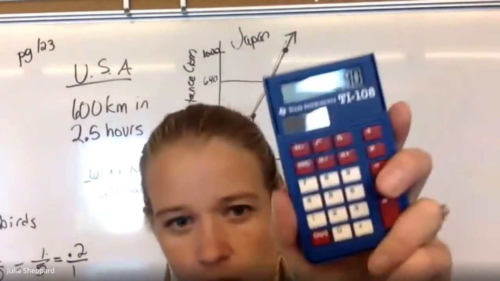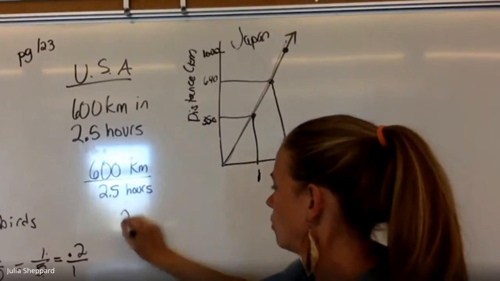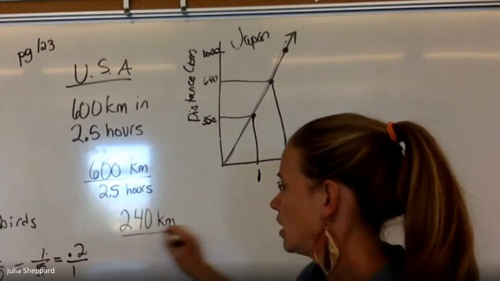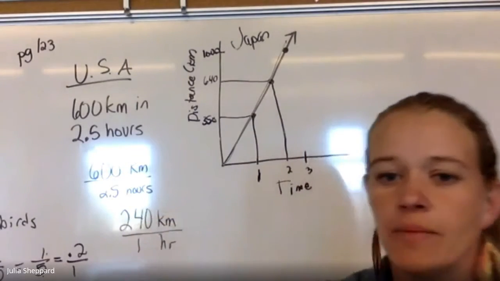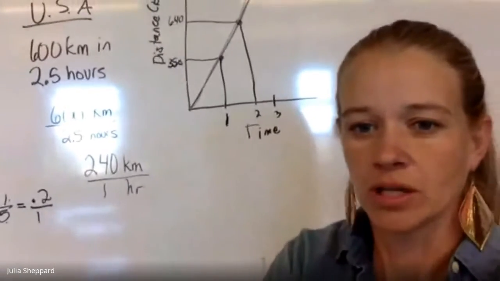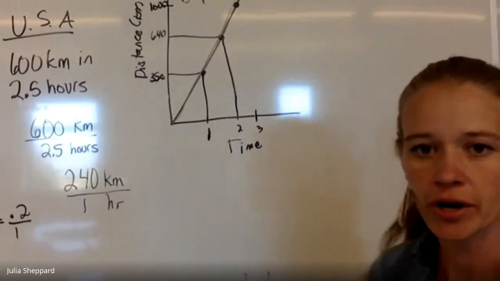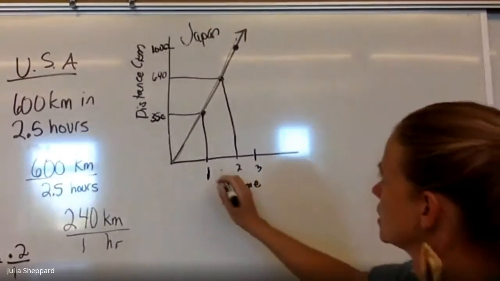I got 240. So that means the USA went 240 kilometers in 1 hour, because 240 over 1 is the same as 640 over 2. Sorry about the glare there. All right, now we have to figure out this guy. And this one's a little bit harder, I think, because you're not really sure what to do. So let's look at this.